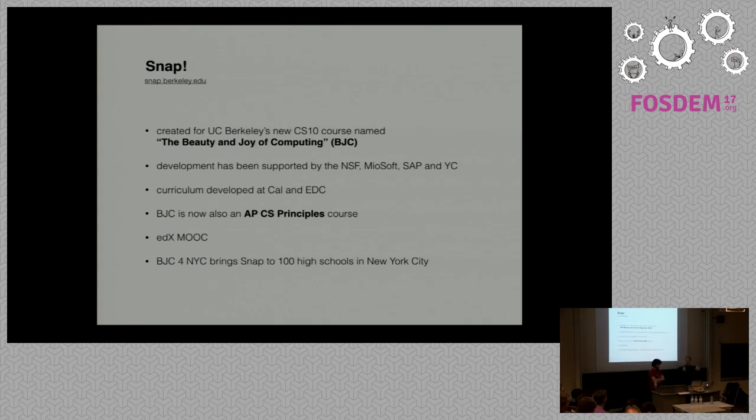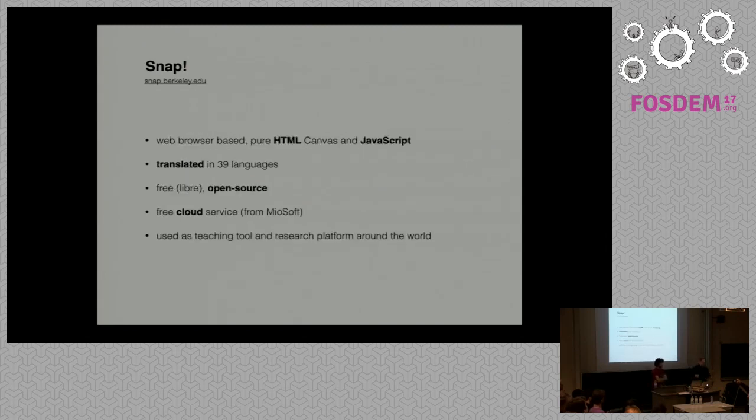That's a kind of new course in the United States that's like a centralized, standardized course for the big ideas in computer science, and BJC, the acronym for Beauty and Joy of Computing, is one of these courses. And since October, since the last semester, we're disseminating it nationwide. There's a MOOC on edX, and there's a project to bring this course to 100 high schools in New York City, and we've been working with them for the last year. They're using this course and also using this language.